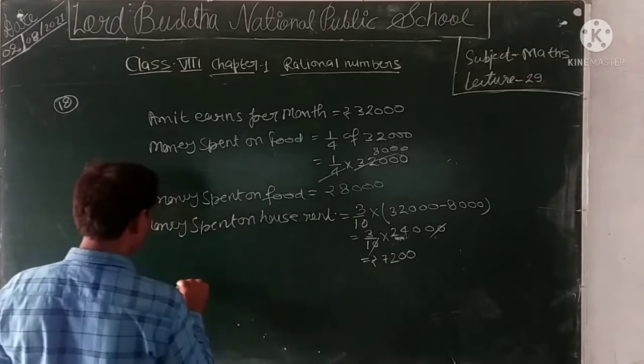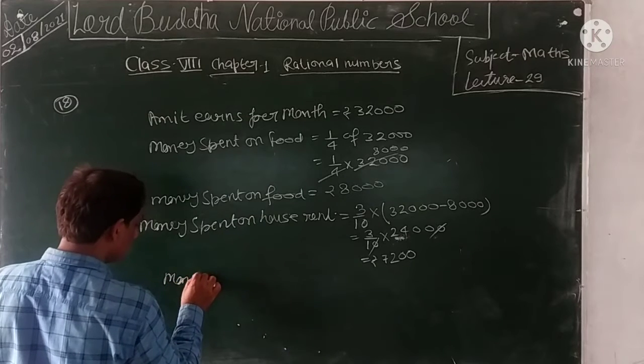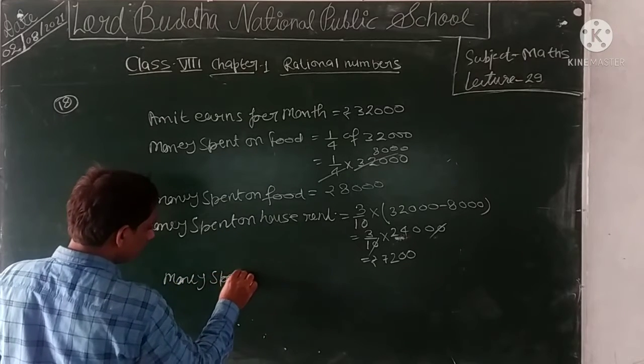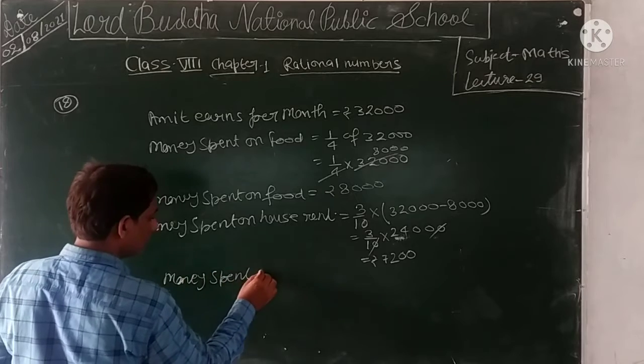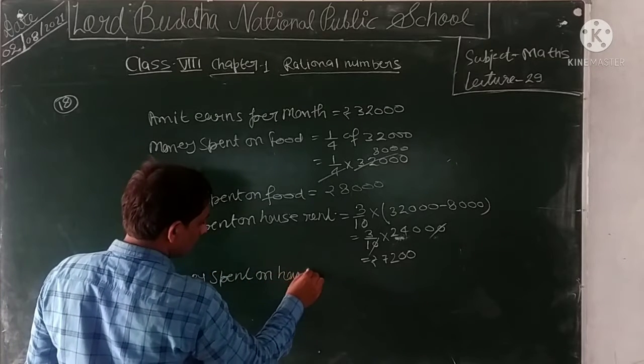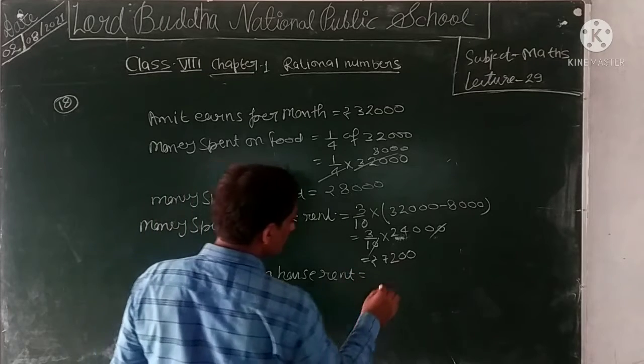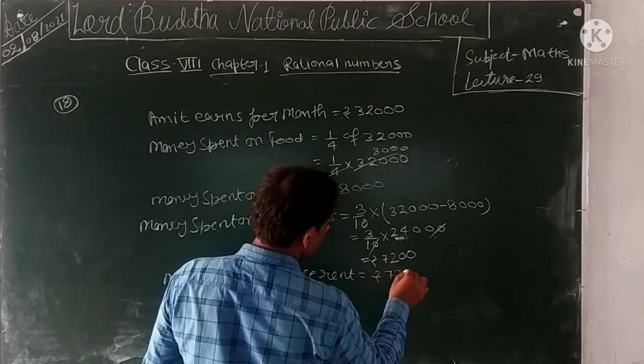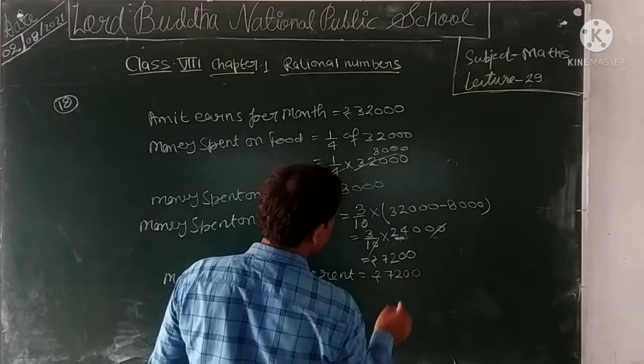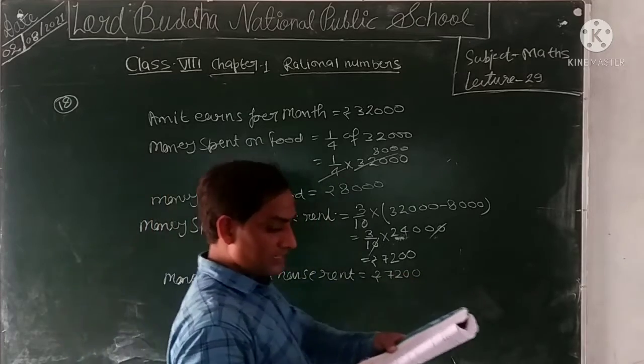The money spent on house rent equals rupees 7,200.